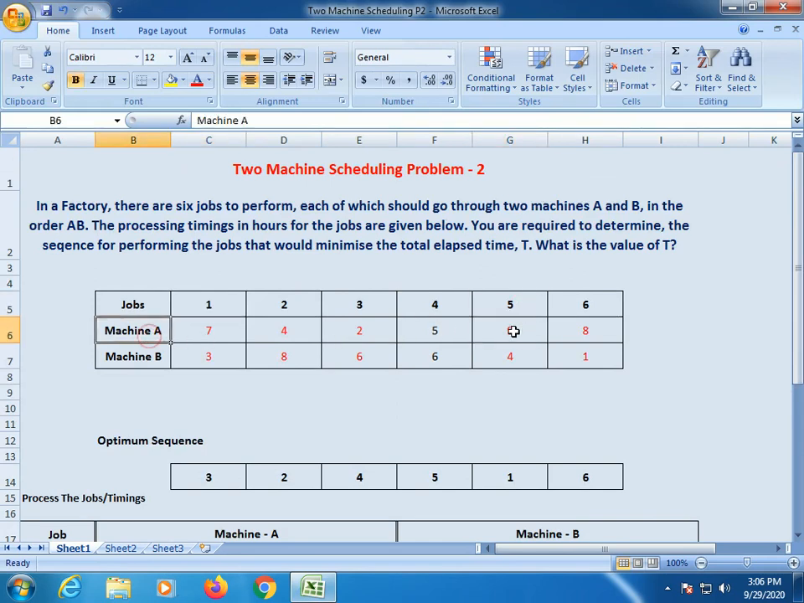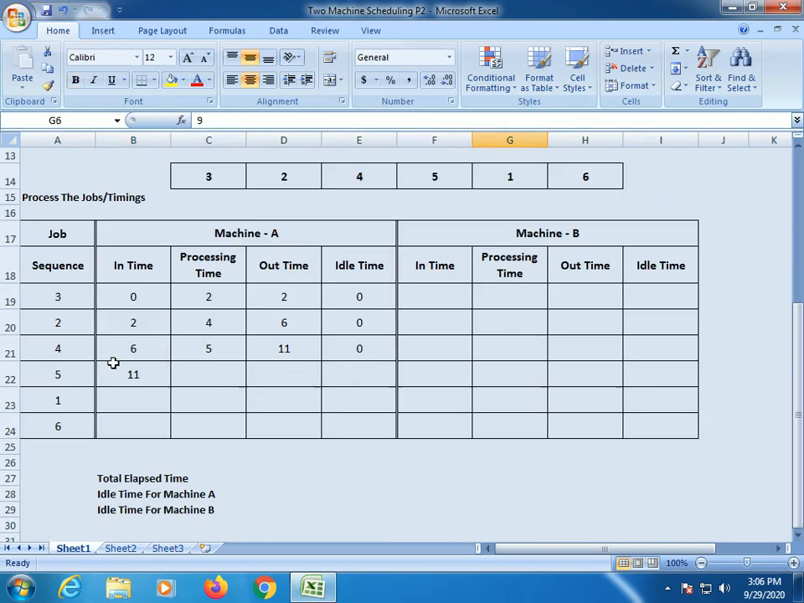Machine A job 5 processing time is 9. So here we have to add these two processing times, so we will get 20. So at 20 hour we can complete the fifth job on machine A. And what is the idle time? So here idle time is 0, because the previous job out time and the present job in time are the same, there is no gap. So 0 is the idle time.